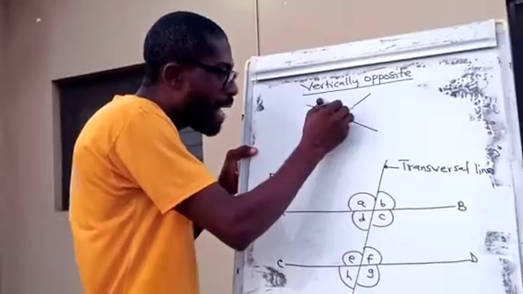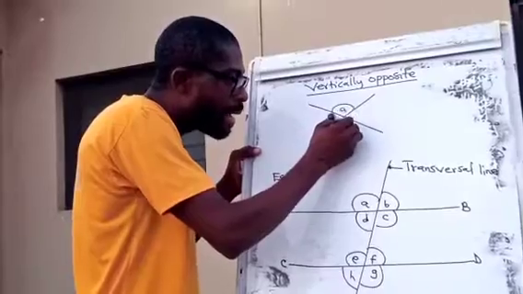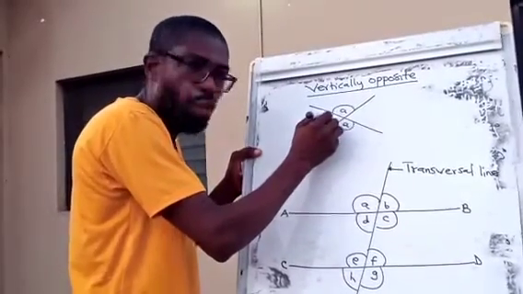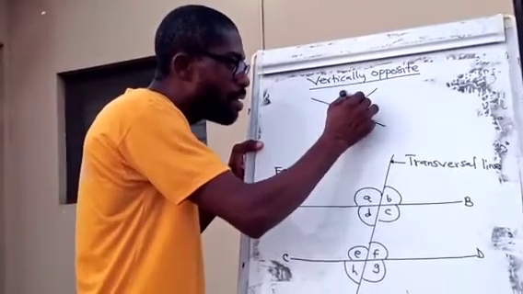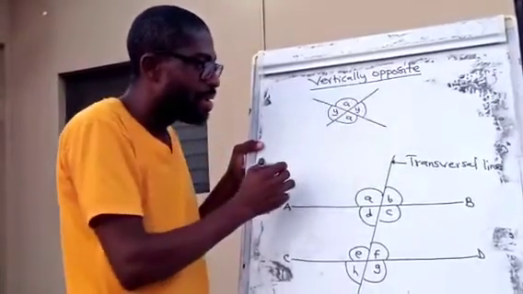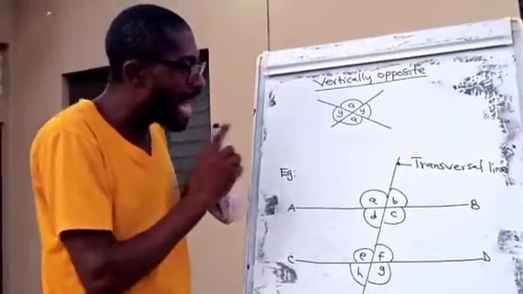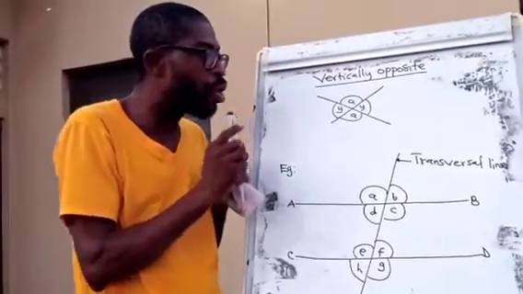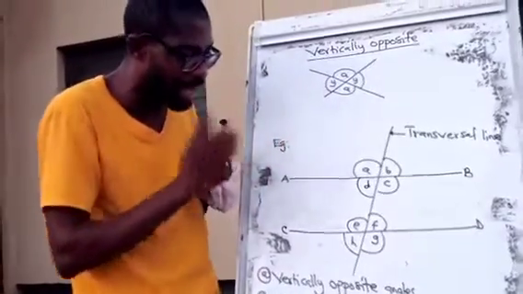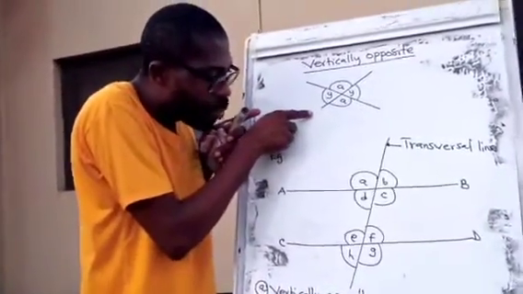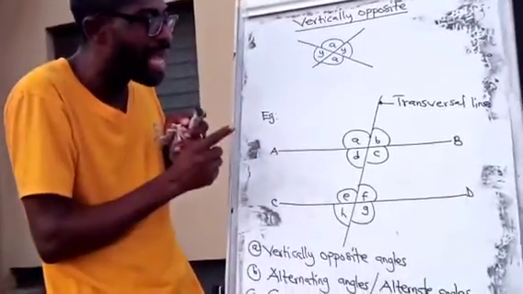We have A at the top here vertically opposite to A at the bottom here. Then we have Y at the side here, also vertically opposite to Y at the other side here. So this is how we identify the vertically opposite angles. And usually they are equal angles, so we term them as congruent. We do not calculate for them. We only identify them.